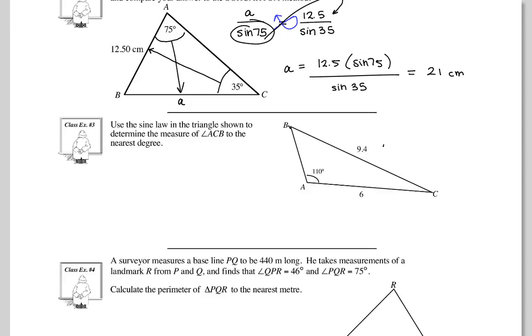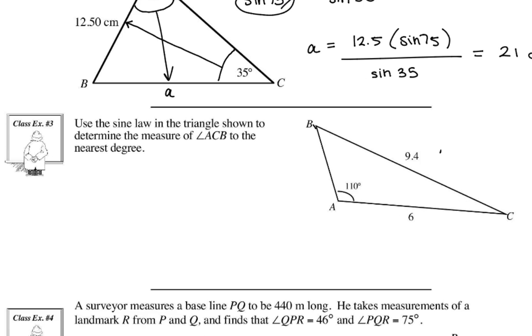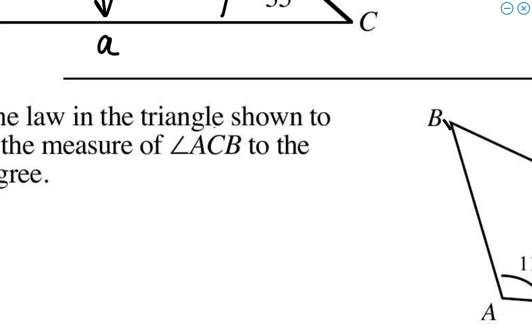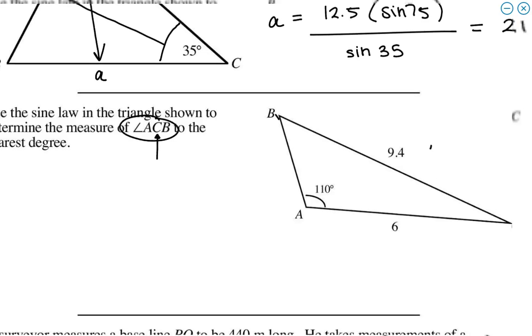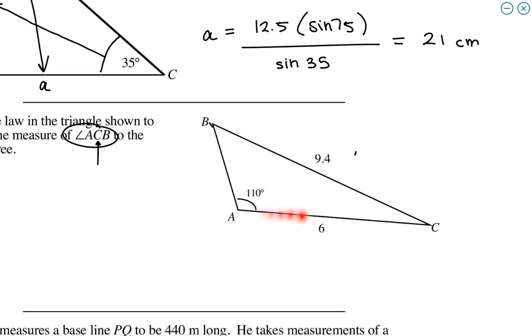All right. Next one. Use the sine law to determine the measure of angle ACB. This guy right here. Look for the middle. You look for angle C. Because the way you would read that, A, C, B, we're looking for this guy. So that's the one we want.